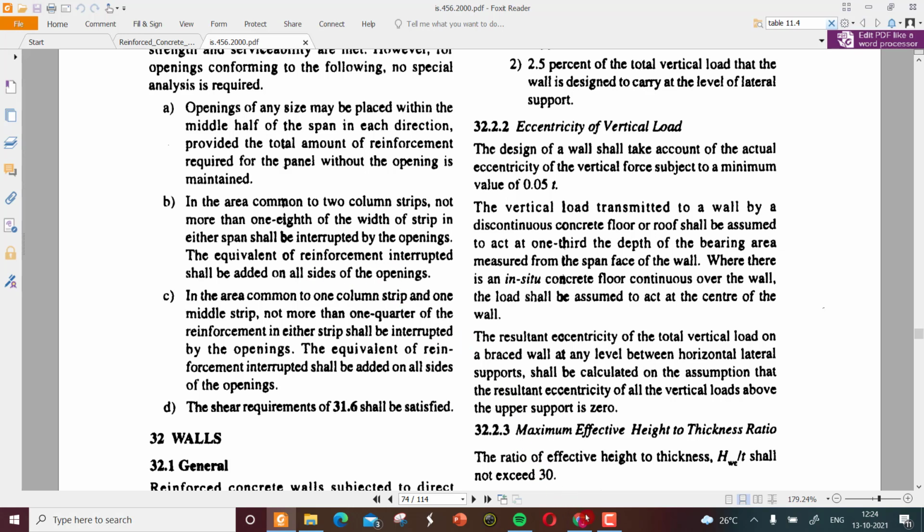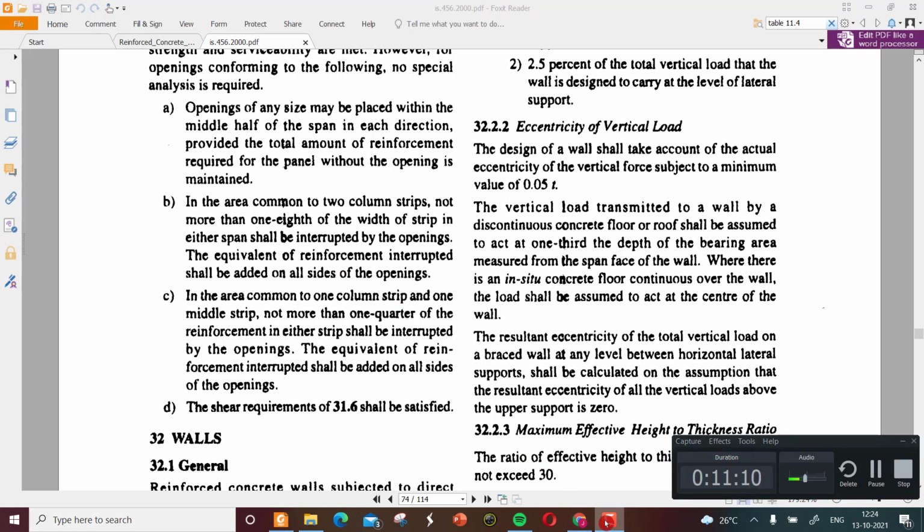So these are the various Codal provisions related to the equivalent frame method. So please go through these clauses and understand them better.